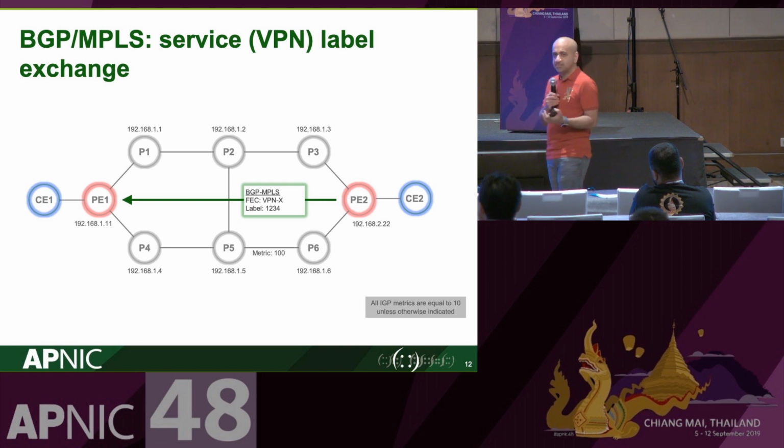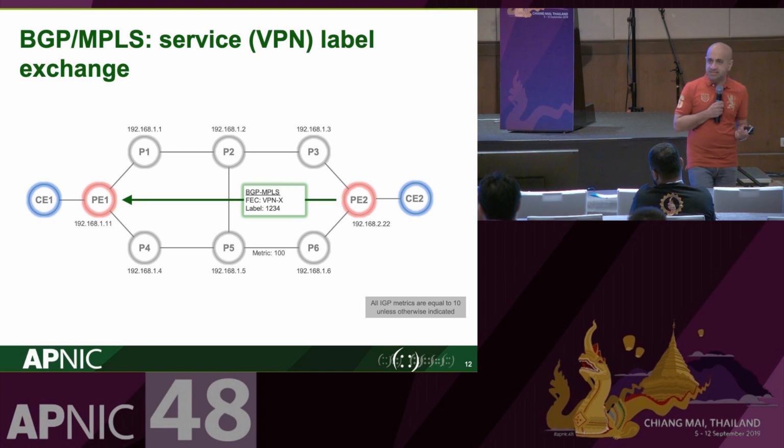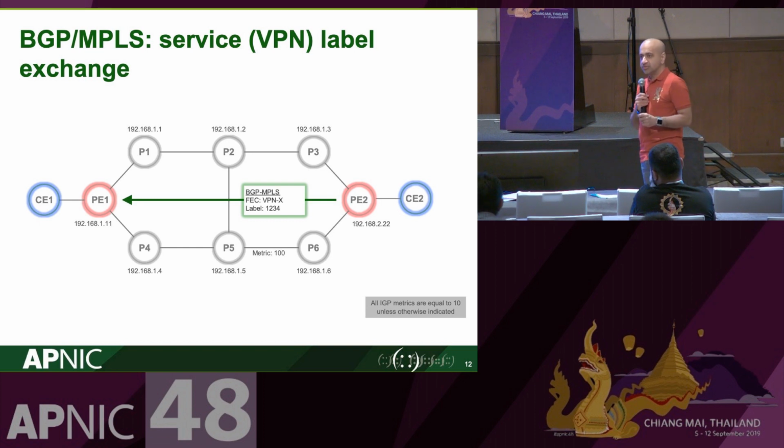It's called BGP MPLS VPNs. That's defined by RFC 4364. So as part of that definition, in this example, what's happening is that PE2 and PE1 have created a VPN. And the two nodes that are part of it are CE1 and CE2.